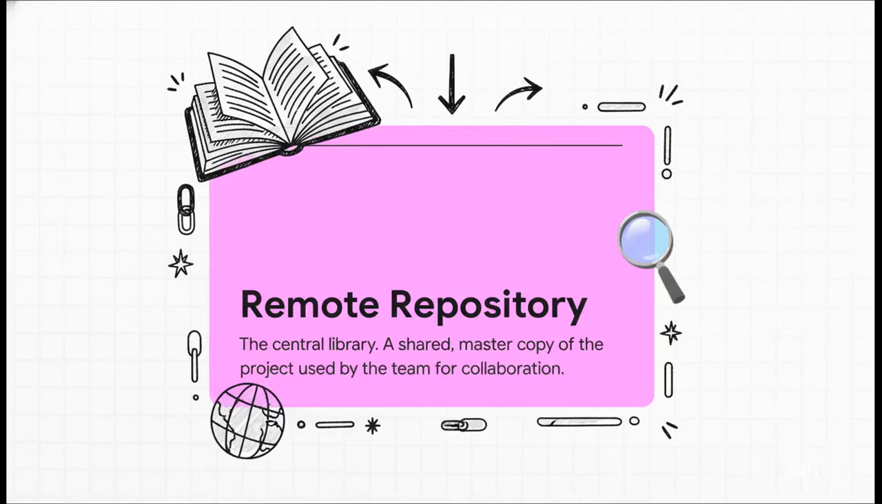And last but not least, we've got the remote repository. This is the central hub, the main library for the whole team. It's the shared copy of the project, probably hosted on a service like GitHub or GitLab. This is the official source of truth, and it's what makes working together as a team even possible.